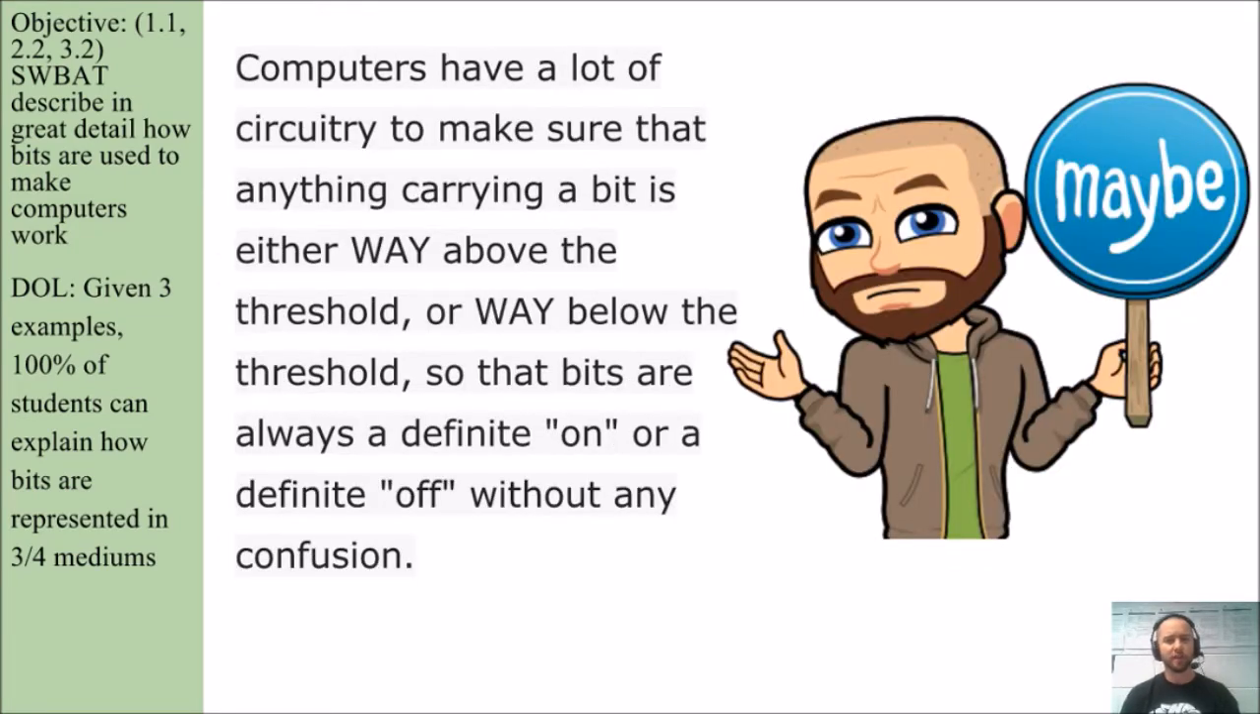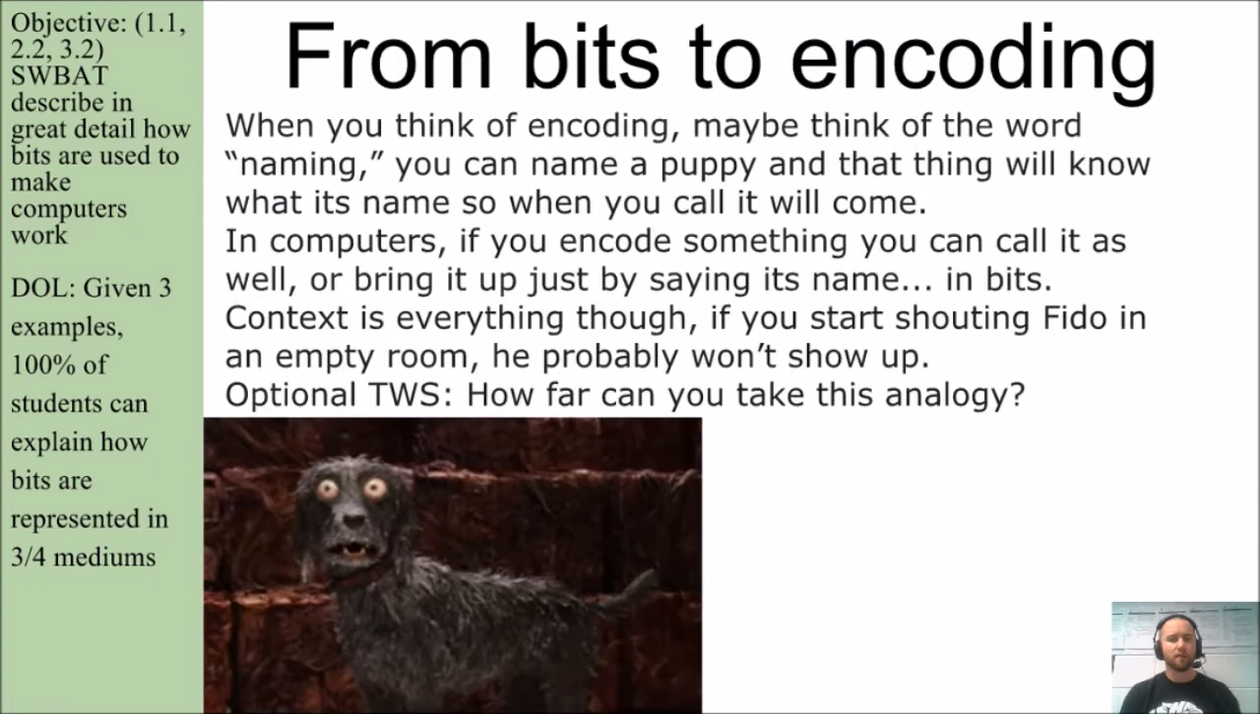Computers have a lot of circuitry to make sure that anything carrying a bit is either way above the threshold or way below. That way there are no maybes, so that bits are always definite on or definite off without any confusion. From bits to encoding.